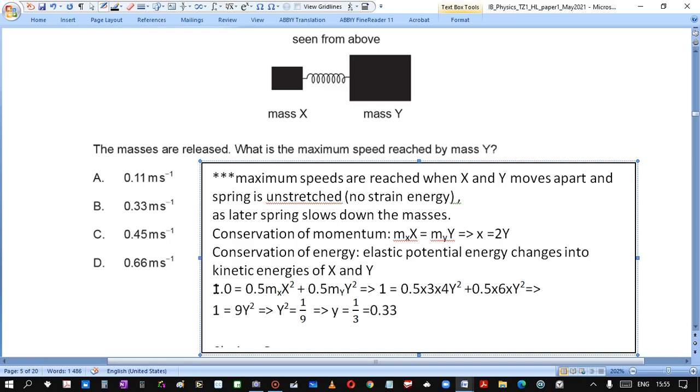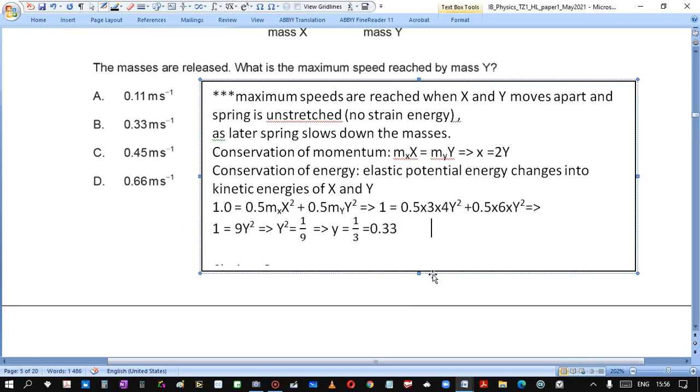So elastic potential energy is 1 joule. On the right we have the kinetic energy of 2 masses. We substitute x for y and we get the formula for y, and it is 0.33, so choice B. Choice B.